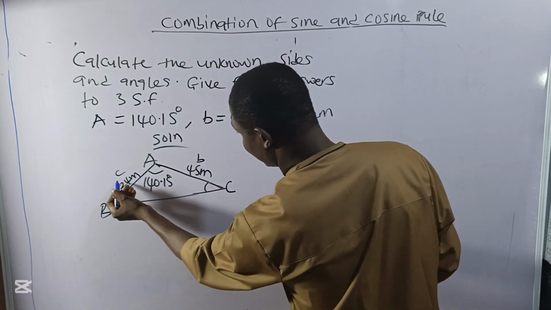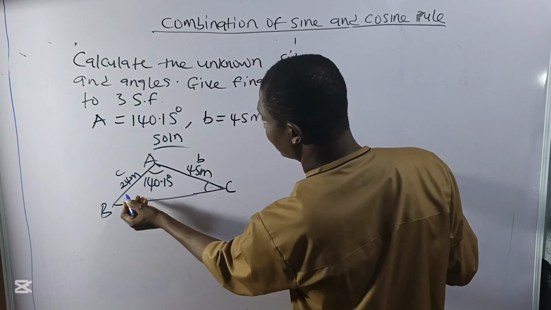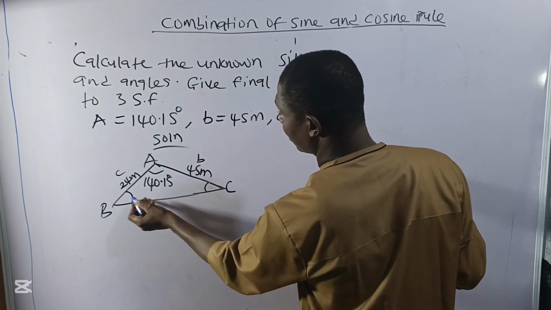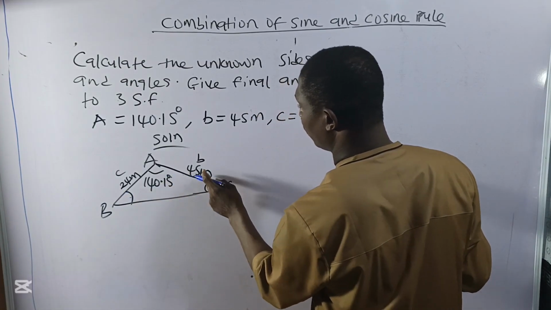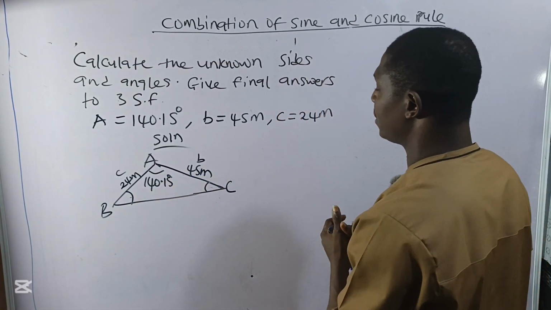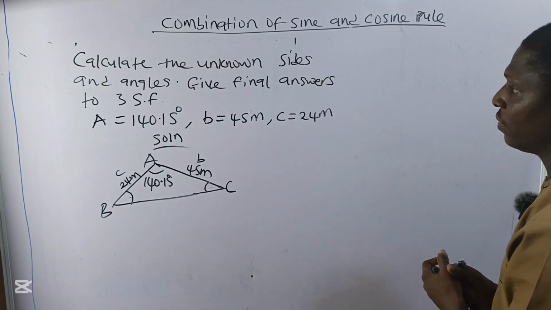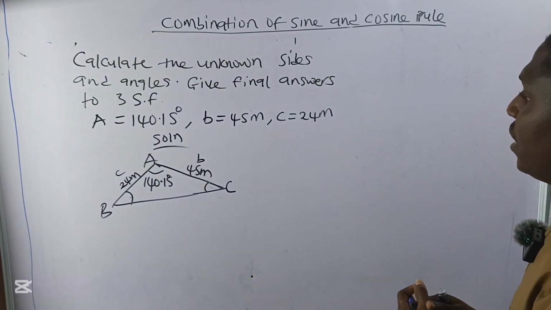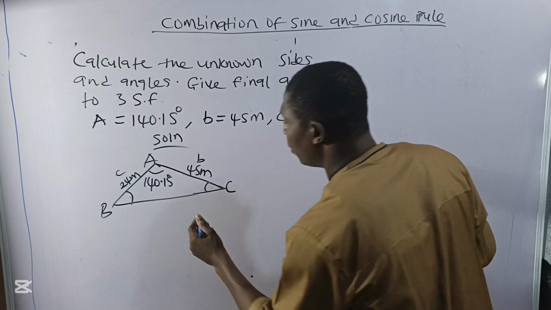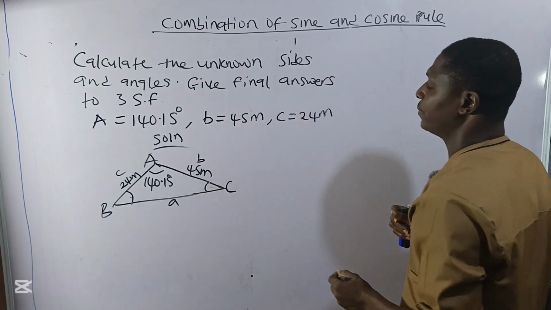You can see it. This is where the angle is facing, so this must be c. And this is where this angle B is facing. It's facing this side, so it must be b. And what else are we given? We are given b and c. So simply we can get our a.